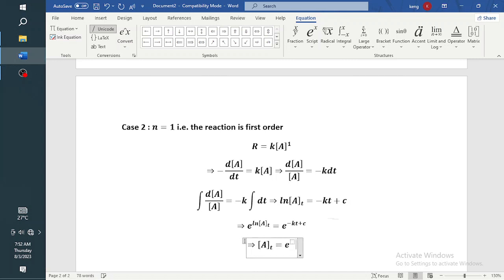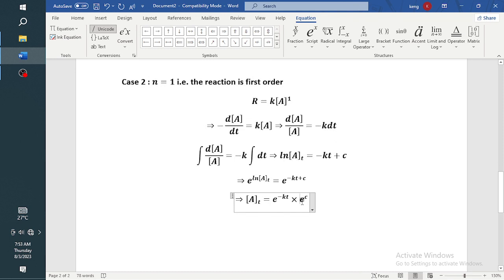Now we can use the laws of indices here. It will be e to the negative Kt times e to the power C. But we know that e is a constant and C is also a constant. Therefore, e to the power C automatically is a constant. Alright, so from there, what do we get? We get that the concentration at time t is equal to, now this e to the power C, I'm just going to call it a constant.